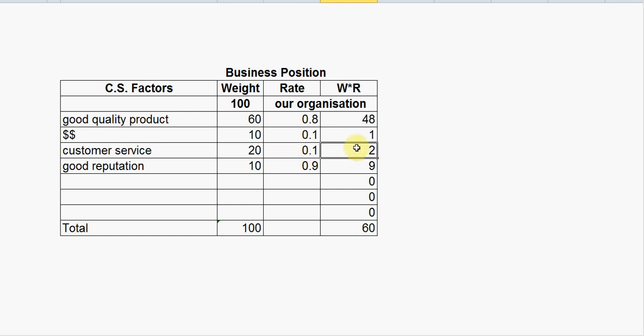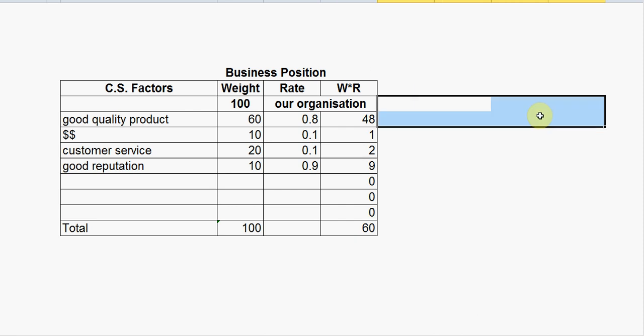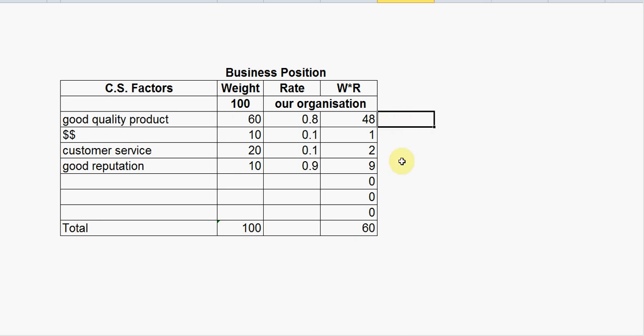What you can actually do is, if we could put in other columns again, like I had a minute ago, we could look at our competitors' products and get our customers to rate each of their products against the criteria that I've listed. And so we can come up with some competitors' scores to work out where we sit against each of those. So that's really how we measure our business position.